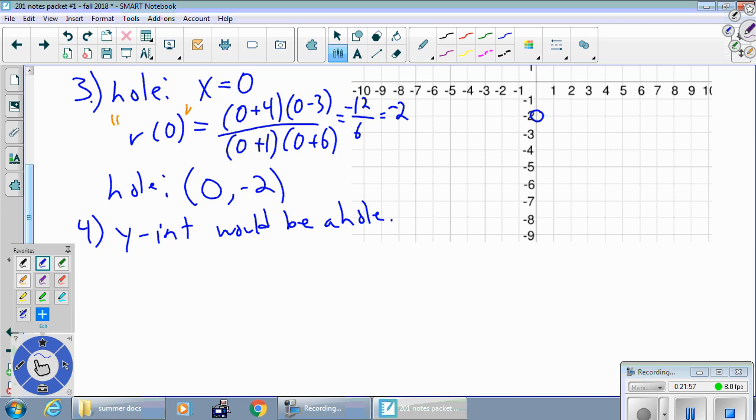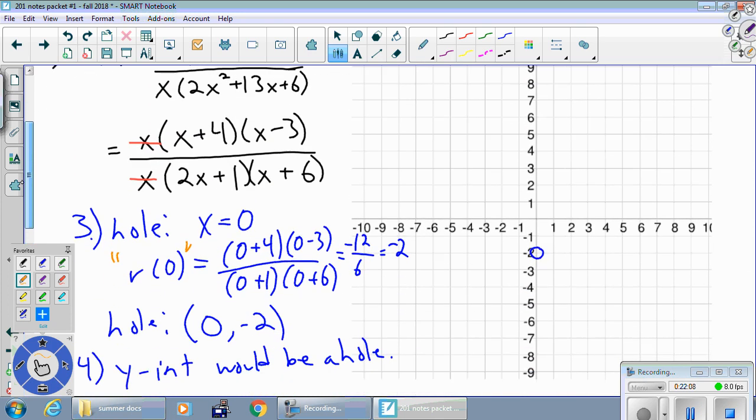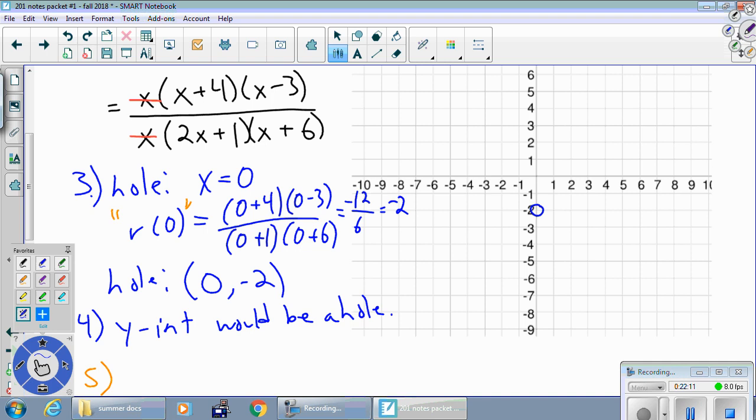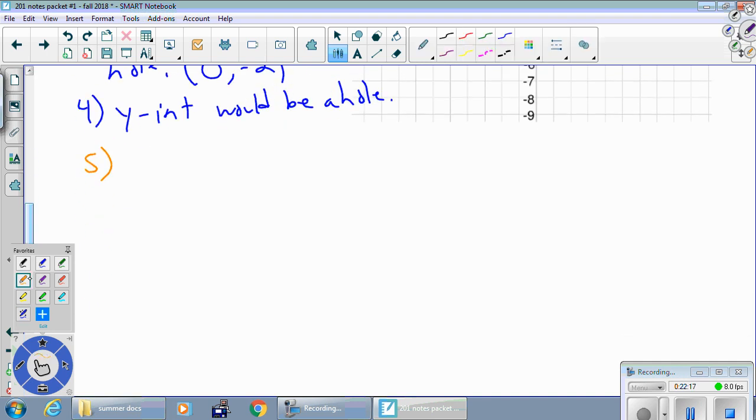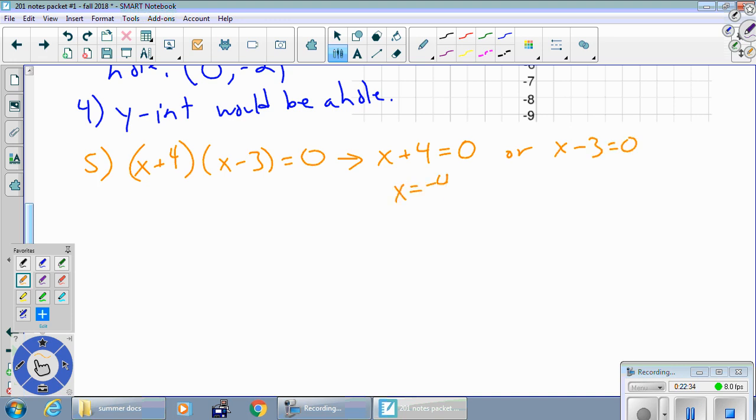Okay, number 5, the zeros of the numerator are the x-intercepts of the function. So let's find that. Number 5, zeros of the numerator. So we're not going back to the original. We're instead going to our simplified version, which is right here. So we're just looking for zeros of the numerator. So we'll solve this equation, x plus 4 times x minus 3 equals 0, which means solving 2 separate simpler equations, x plus 4 is 0 or x minus 3 is 0. And we get 2 solutions here, negative 4 and 3.